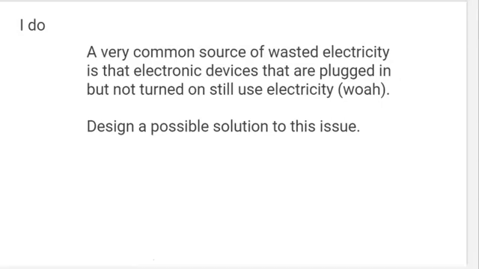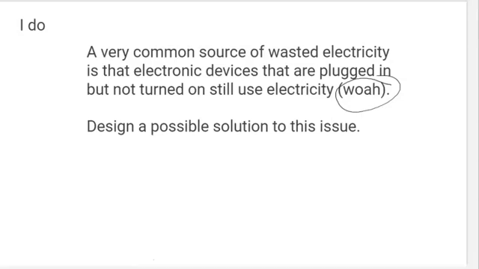A very common source of wasted electricity is that electronic devices that are plugged in but not turned on still use electricity. Whoa. That was one of my woes back when we did the day where you looked around the room at the ways to conserve energy. That was a biggie for me. I didn't know that TVs that were plugged in, if they're off, are still using electricity, or phones charging, even once they're fully charged, are still using electricity. I didn't know that. It's a big source of wasted electricity. That was one of my woes. Design a possible solution to this issue.